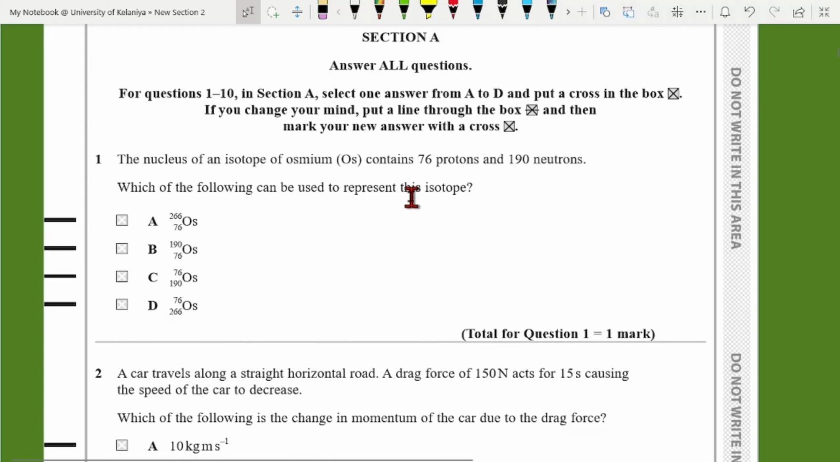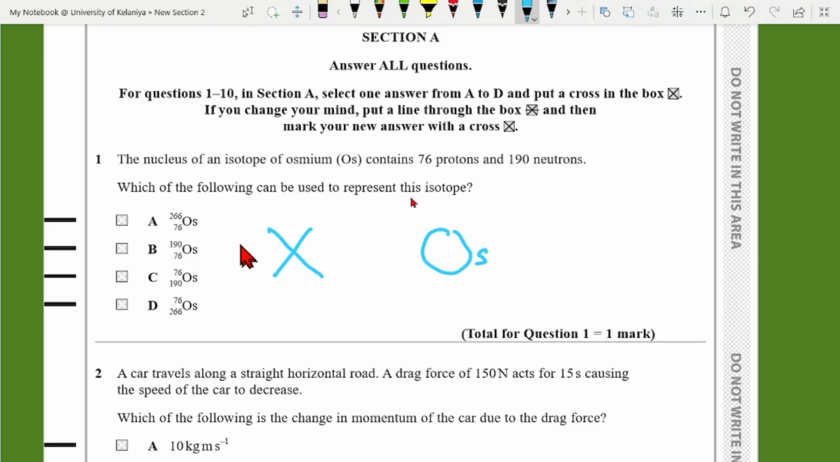Right. Here in this question, the nucleus of an isotope of osmium contains 76 protons and 190 neutrons. Which of the following can be used to represent this isotope? So, what you should know is it's very simple. Here, this is the osmium or whatever you prefer.